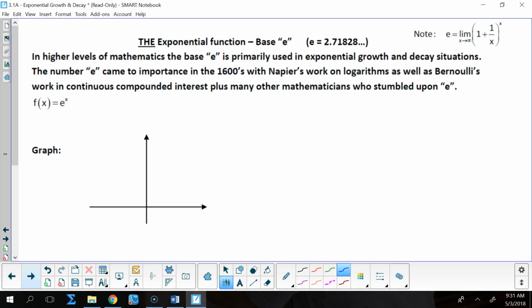Okay? So if I treat this like an a times b to the x type of one, okay, two things come to mind. First, because there's no extra stuff afterwards, my horizontal asymptote stays at y equals 0.